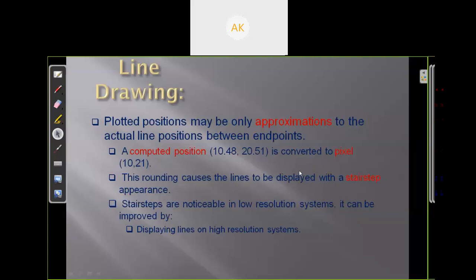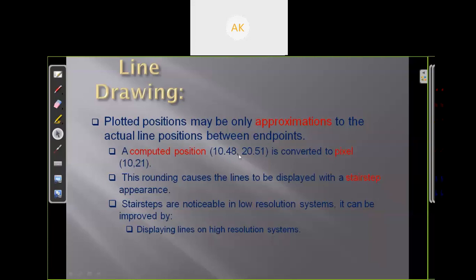So when we calculate the intermediate points, there is a chance that the value will be a floating value or real number. So we have to apply some kind of approximation to change this floating point into an integer value, because ultimately your pixel value is an integer. So always it will be an integer. There is no pixel position in float value.